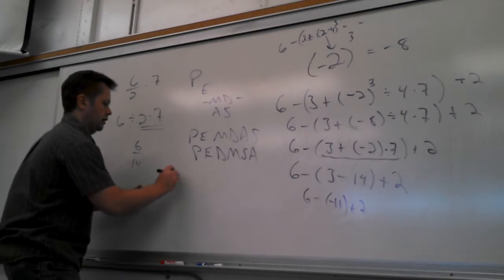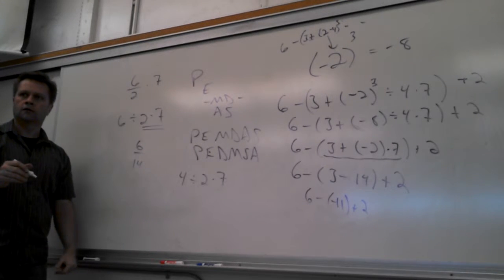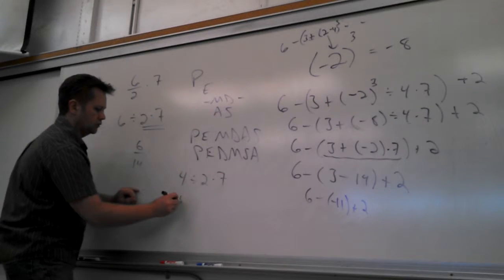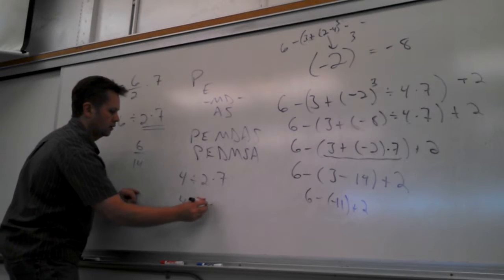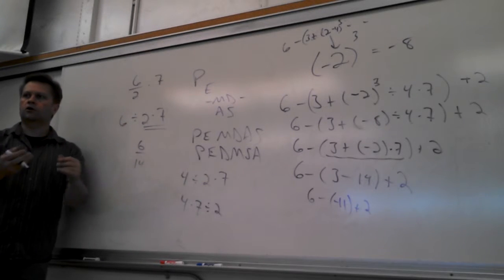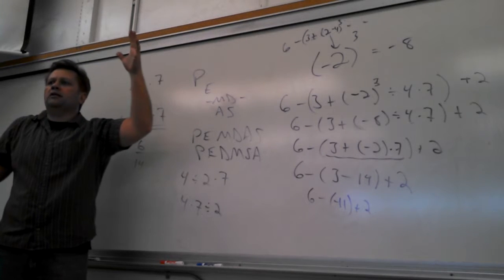So how do you do this? 4 divided by 2. 2 times 7, yeah, exactly. Division, times is whatever's first. How would you do this? 4 times 7. 4 times 7, because it's first. Right. So it's really unfortunate that we have to pick a letter to write first, don't we?